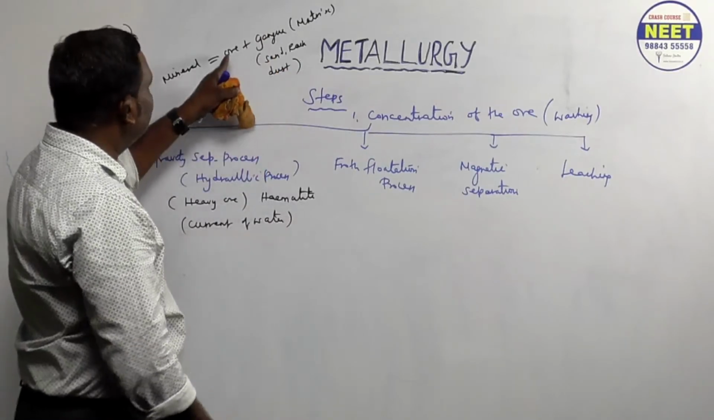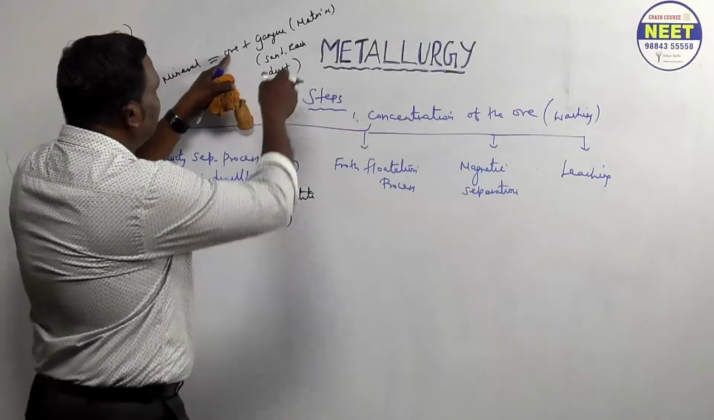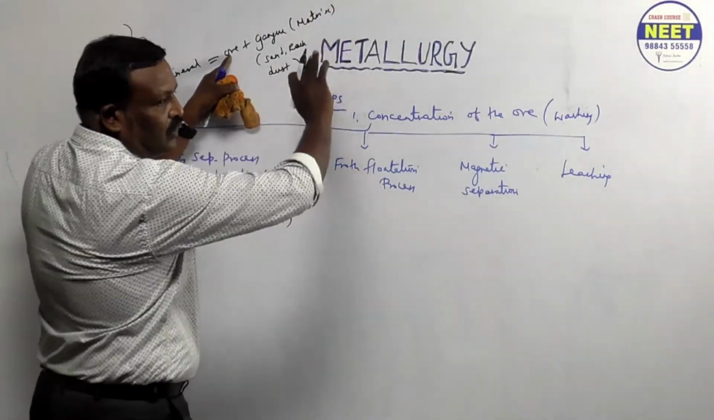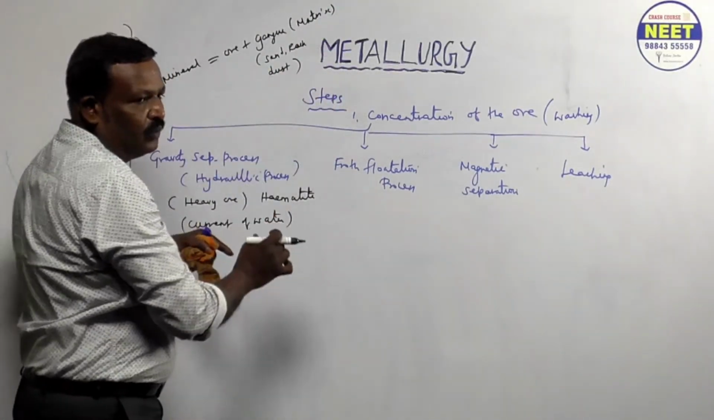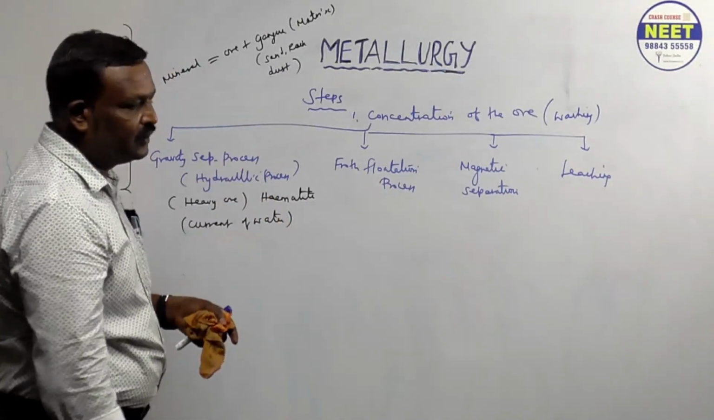So our aim is to get only ore. If you pass a high current of water, the gangue will be easily removed. Now we have only ore. After that we are able to process it. Understood? Okay.